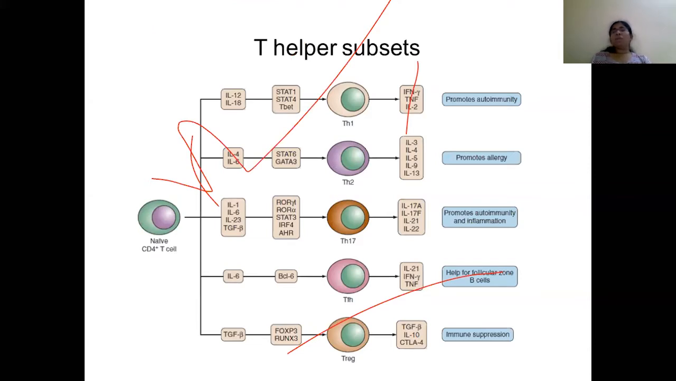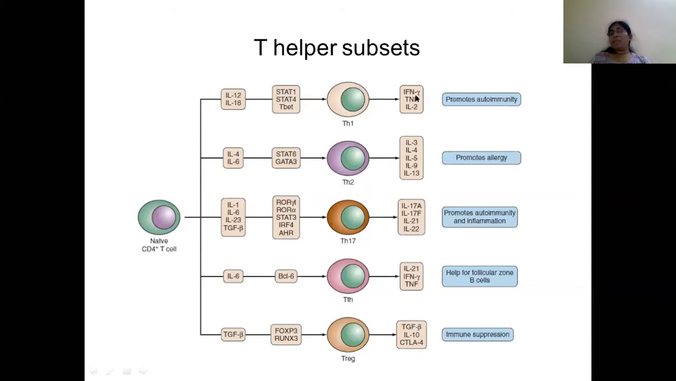Now, apart from interleukin-2, there are various other cytokines which are also important, which ultimately determine which phenotype this T cell is going to adopt later on in life. So along with the other factors, if you have interleukin 12 and interleukin 18, then it causes the activation of transcription factors STAT1, STAT4, TBET, etc., which leads to the differentiation of the naive T cell into Th1 cell.